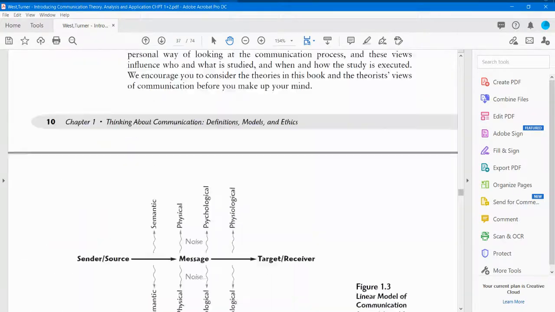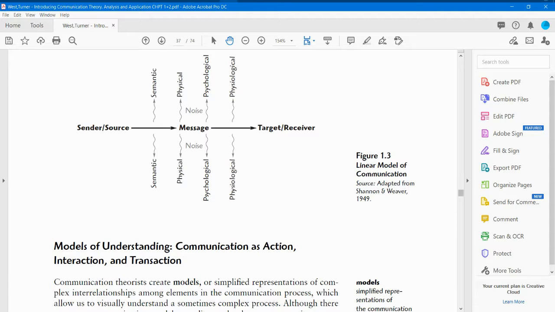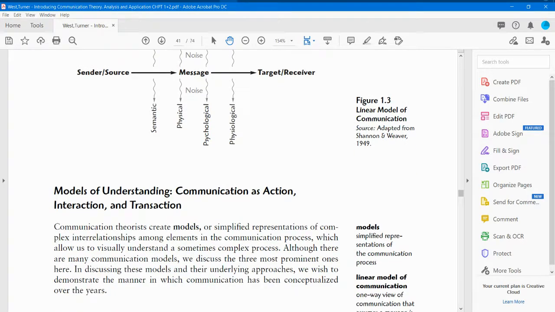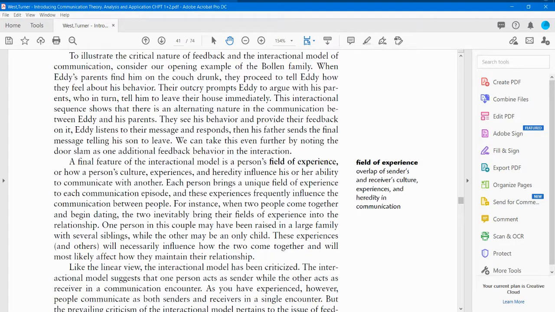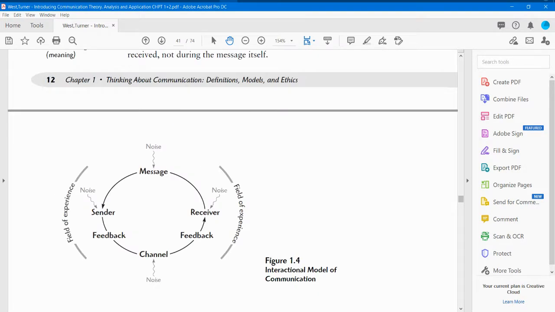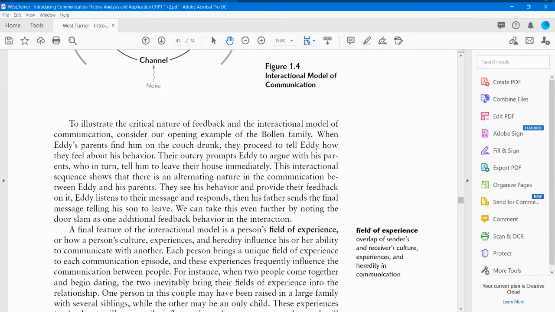Now, in your model section, where they go over the models of understanding for communication as action, the diagrams are very important. You may be asked to draw a diagram and explain it. So if this is the interactional model of communication, you may be asked to draw this diagram for the interactional model and explain what it is in detail.